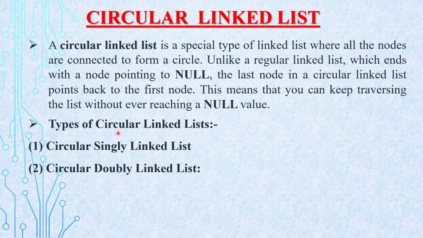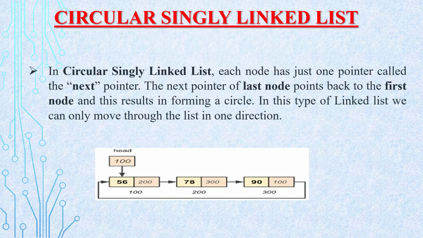Now we discuss types of circular linked list. There are two types of circular linked list: circular singly linked list and circular doubly linked list. In circular singly linked list, each node has one pointer called the next pointer. The next pointer of the last node points back to the first node, and this results in forming a cycle. In this type of linked list, we can only move through the list in one direction.